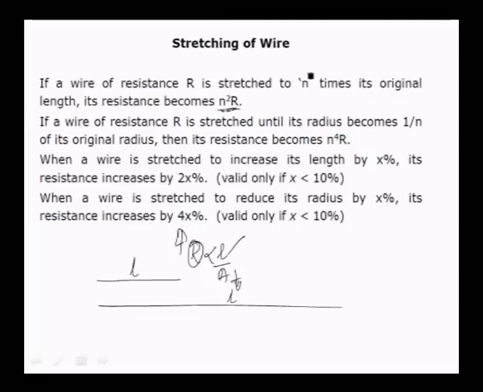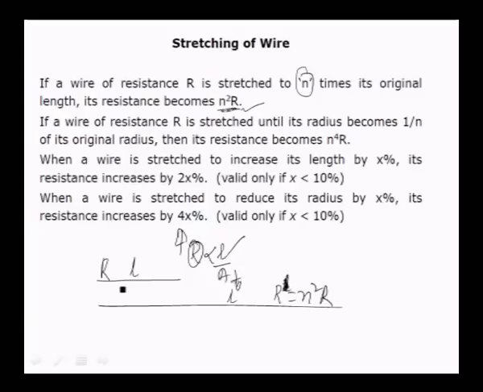If you stretch a wire by n times, then the new resistance is equal to n square R. Say for example, the original resistance is R, then the new resistance R dash is equal to n square R.